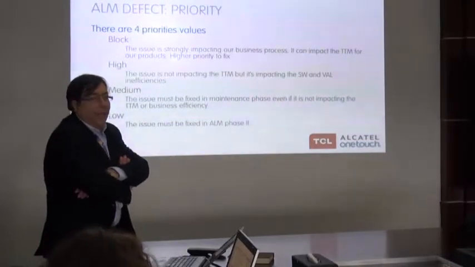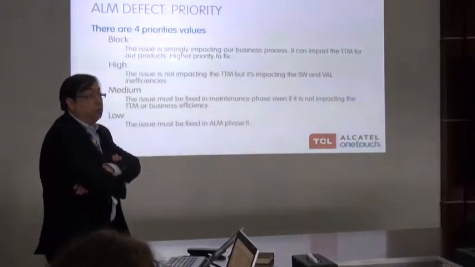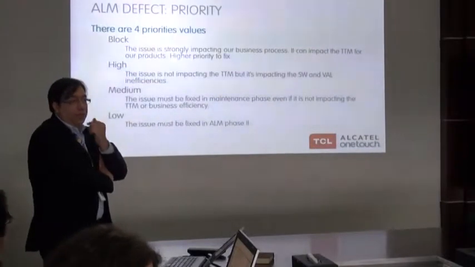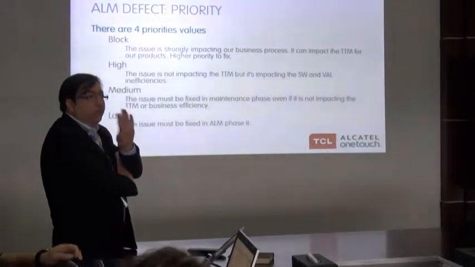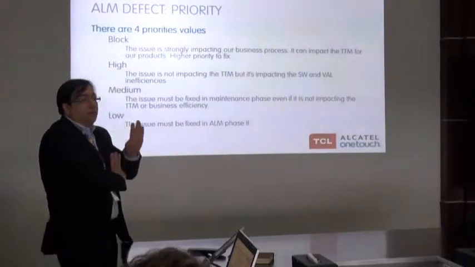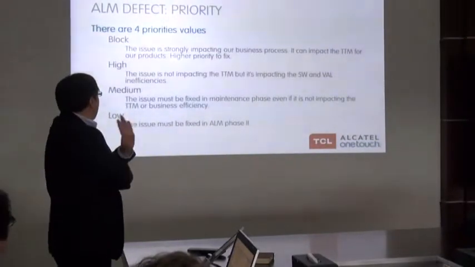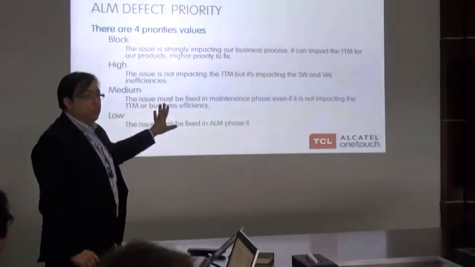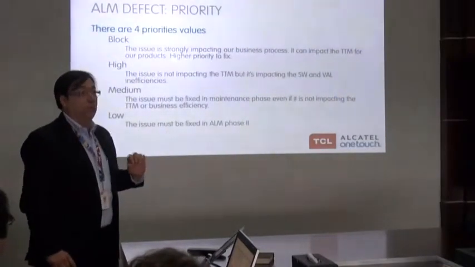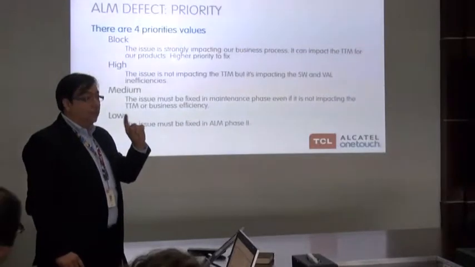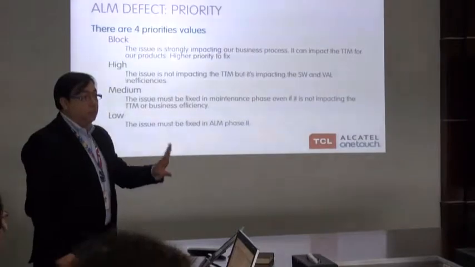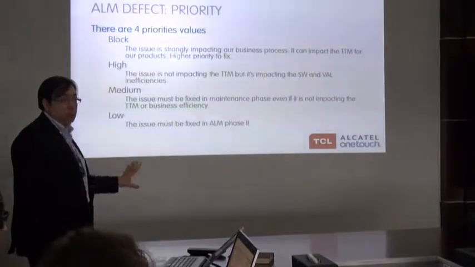Okay, so some change. When you create an ALM defect, you should put a priority. In the previous phases, we defined 4 levels of priority: block, high, medium, and low. Now we will keep the same values, but the meaning is a little different. Let me explain the meaning now.